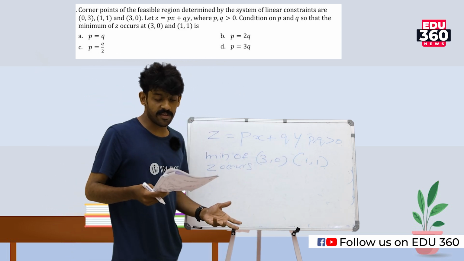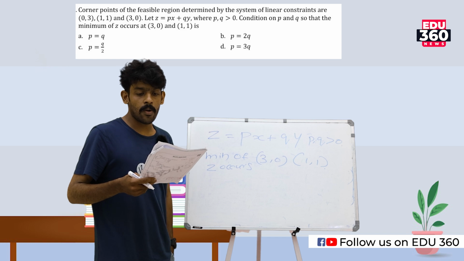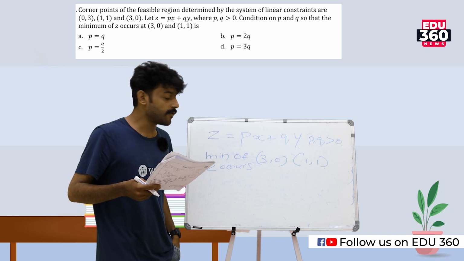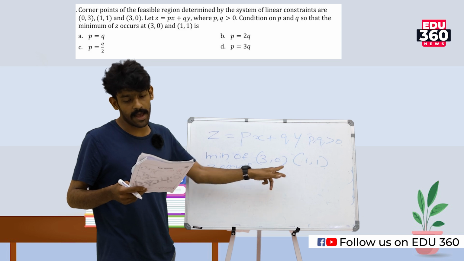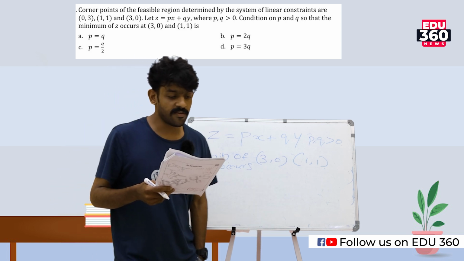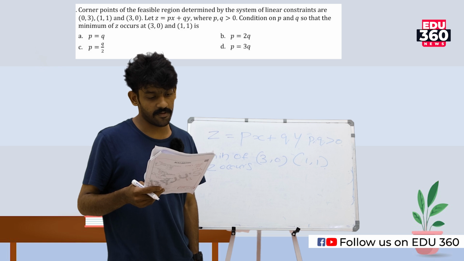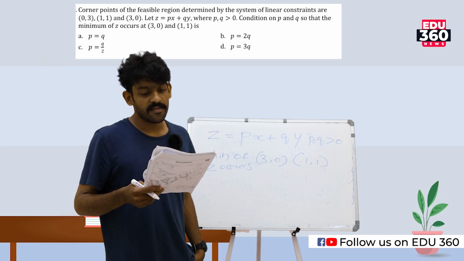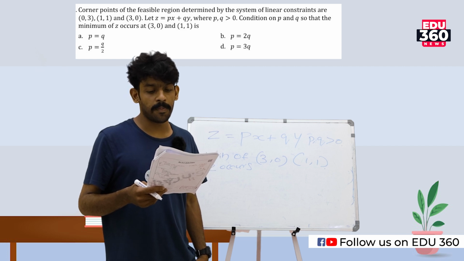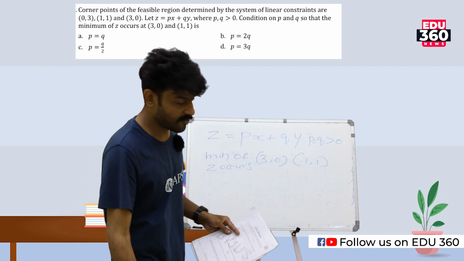So in the question, we need to find the condition on P and Q so that the minimum of Z occurs at (3, 0) and (1, 1). Look at the options. The first one is P is equal to Q, the second is P is equal to 2Q, the third is P is equal to Q by 2, and the fourth is P is equal to 3Q.